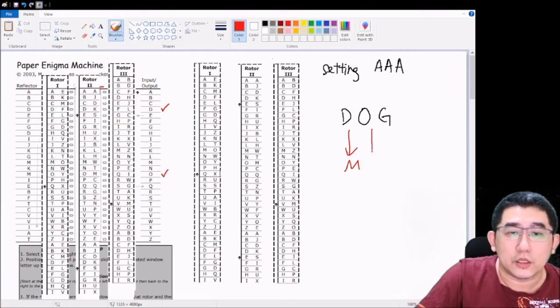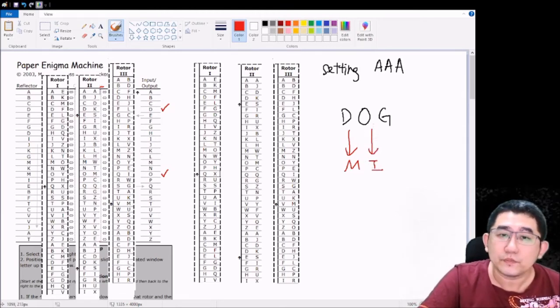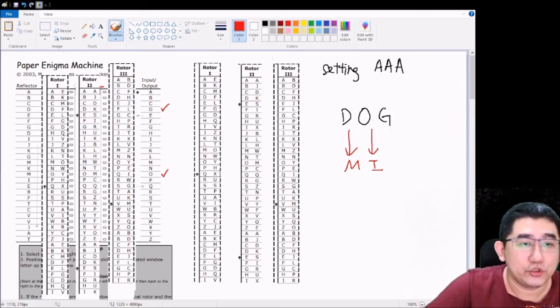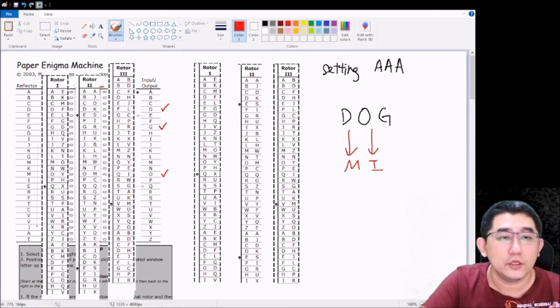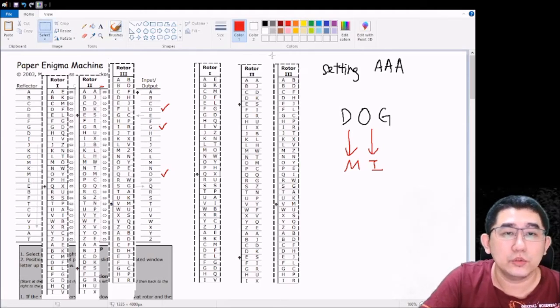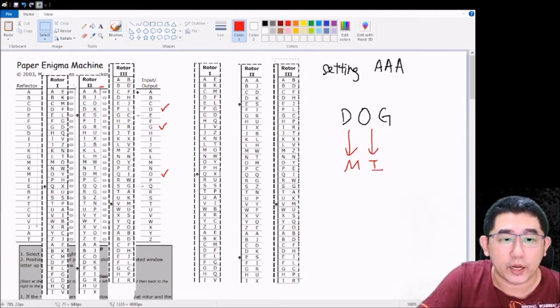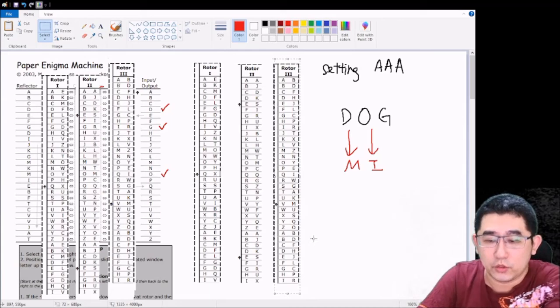So the letter O will change into I. Then what about the G? The G is over here. Again, the rotor will lift up by 1 unit. Let's see what's going to happen.